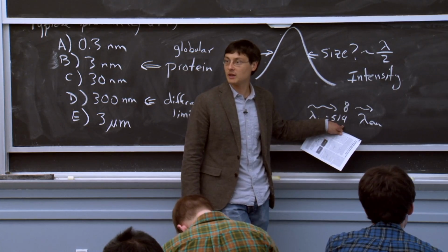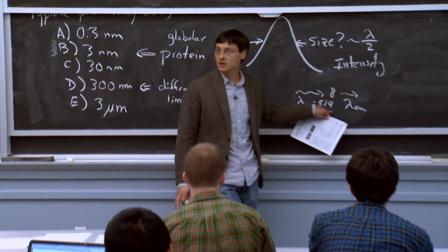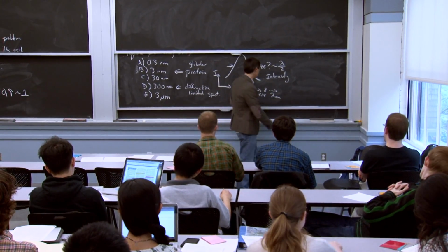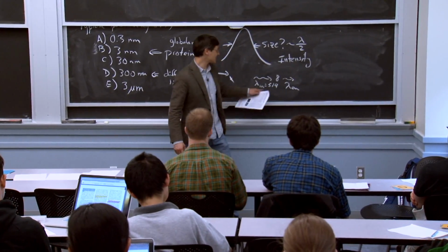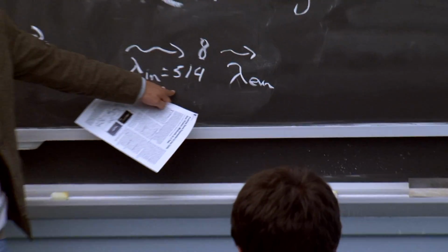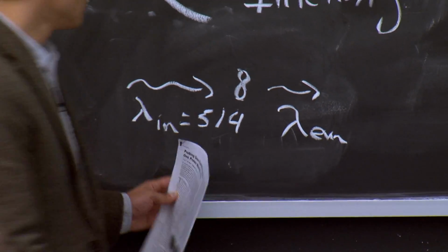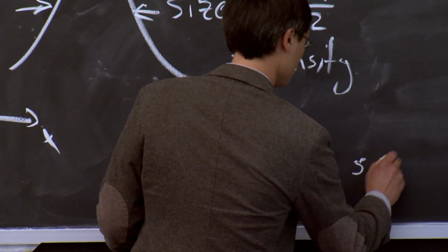All right. Question: is the emitted light going to be 514 nanometers? Yes or no? Ready? 3, 2, 1. No. All right. Lambda emission, is it going to be greater than or less than lambda incident? Ready? 3, 2, 1. Greater than. All right. So this is greater than 514.